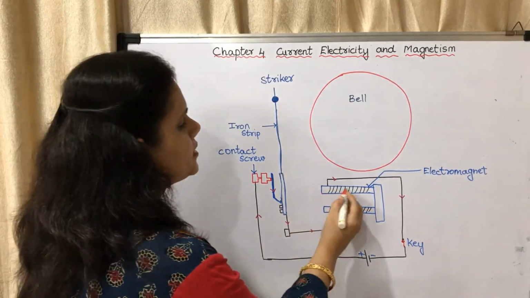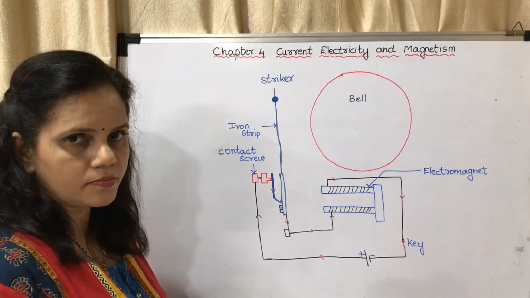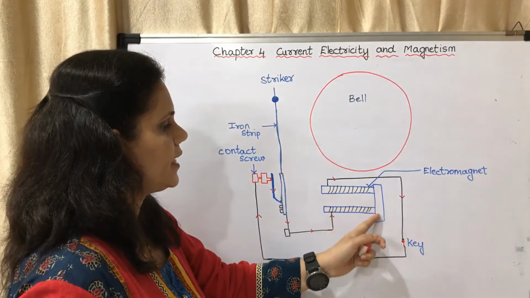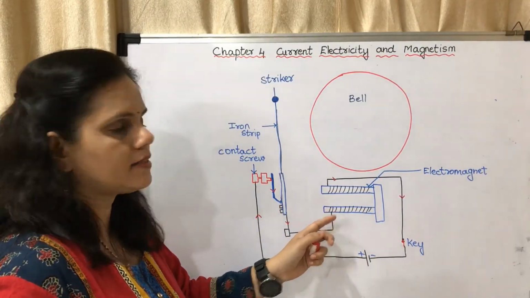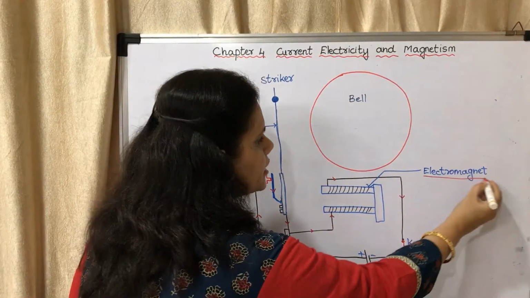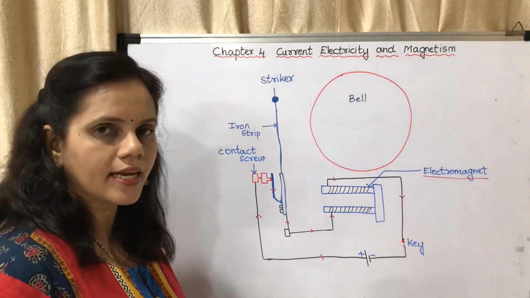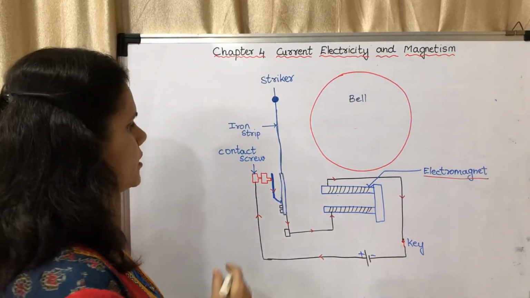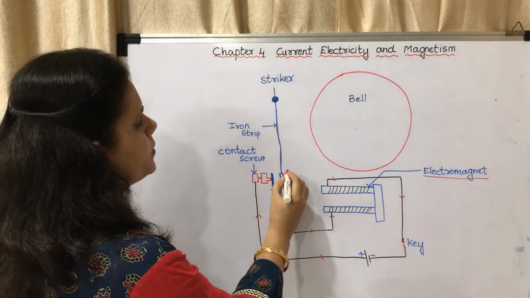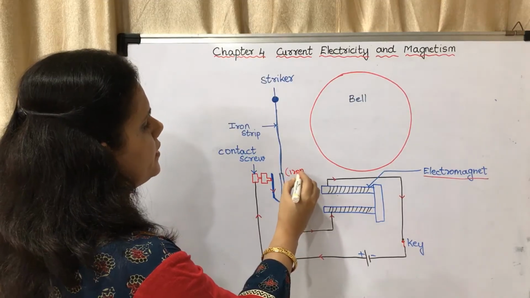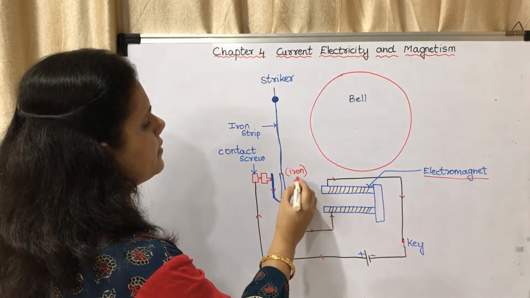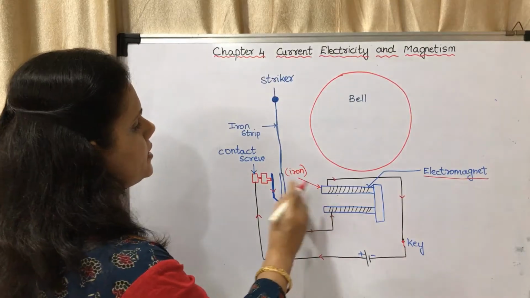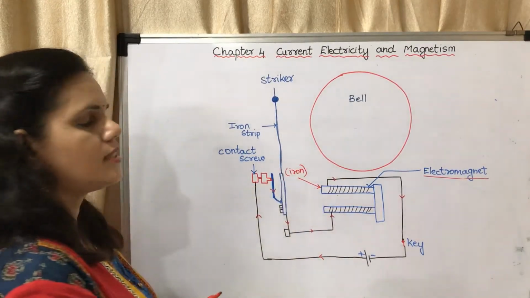Now what happens? This is a horseshoe magnet. When current passes through it, this will act as an electromagnet. So when this acts as an electromagnet, what will it do? This is an iron strip, made up of iron. So this magnet will attract it towards itself.